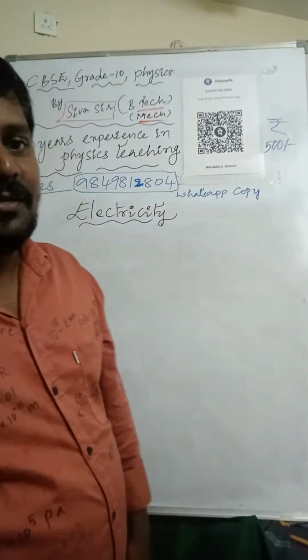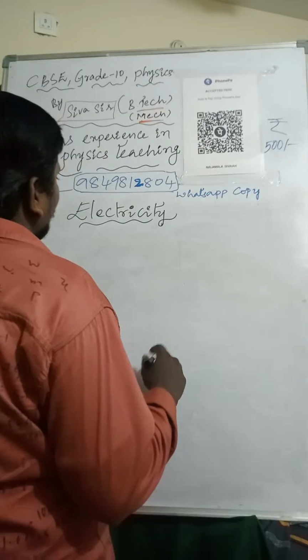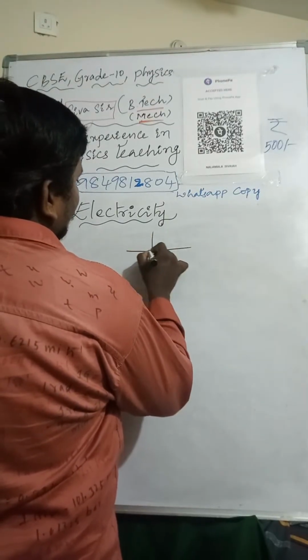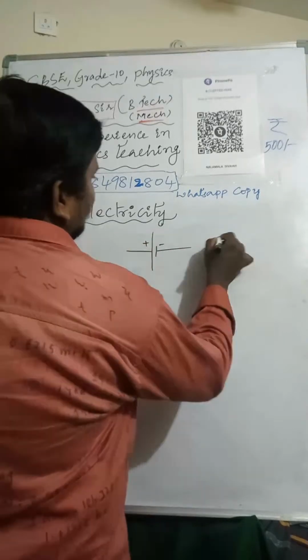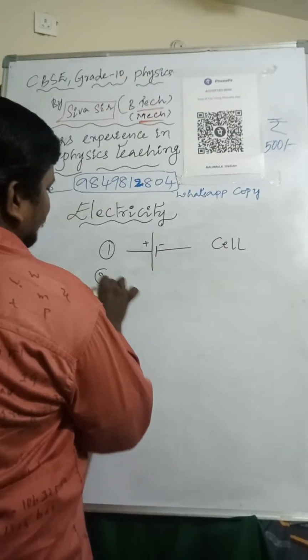Okay, so that's enough, come to the point. Electric current, electricity. So this is the switch, sorry, this is the cell. First one is cell. Second one is battery.